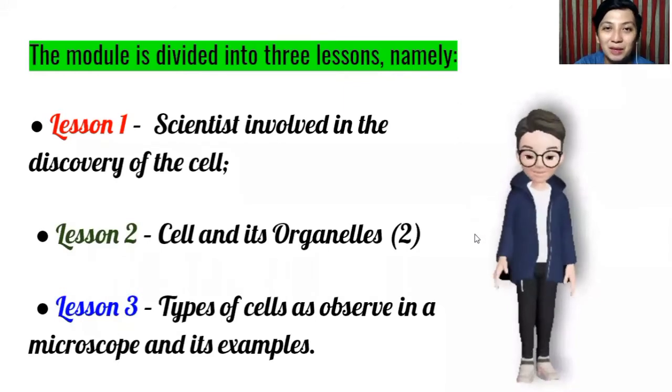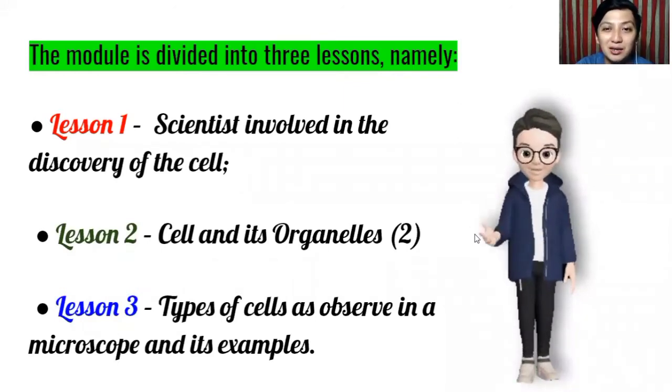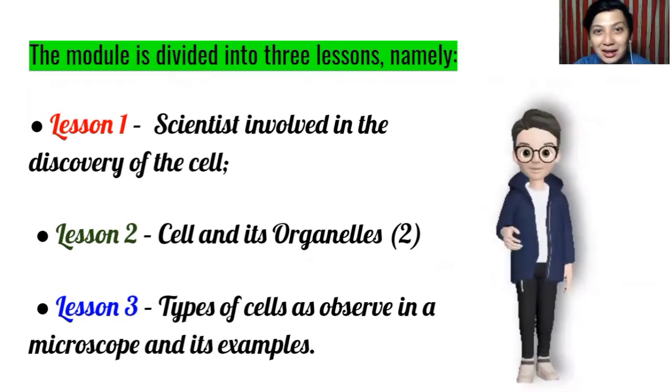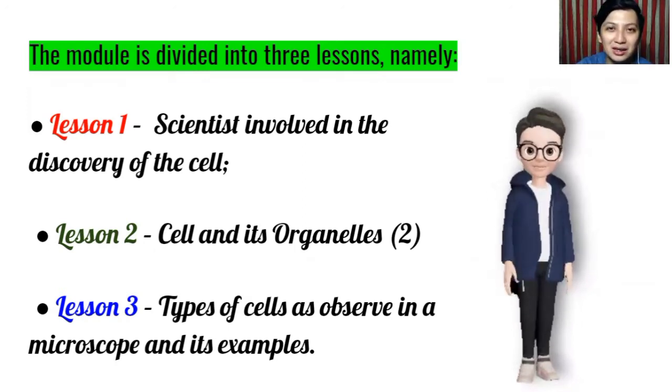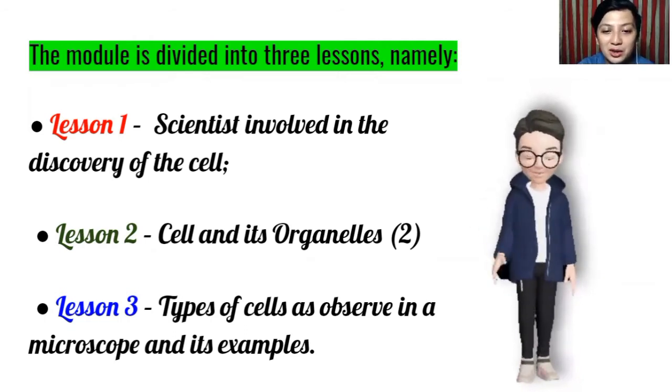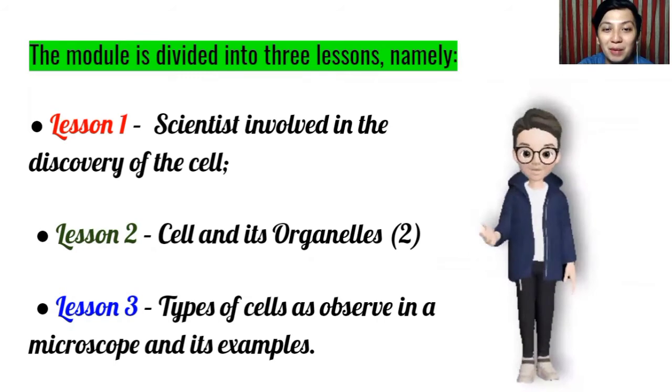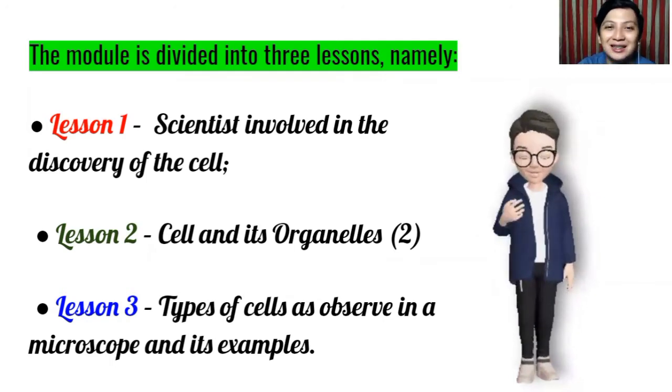In this module, this is divided into 3 lessons, namely Lesson 1, scientists involved in the discovery of the cell. Number 2, cell and its organelles. Right? Last time we already tackled it, so this is just a continuation. Then lesson number 3, types of cells as observed in a microscope and its examples. So we will give some examples of the cells that maybe you are aware of or sometimes maybe not.